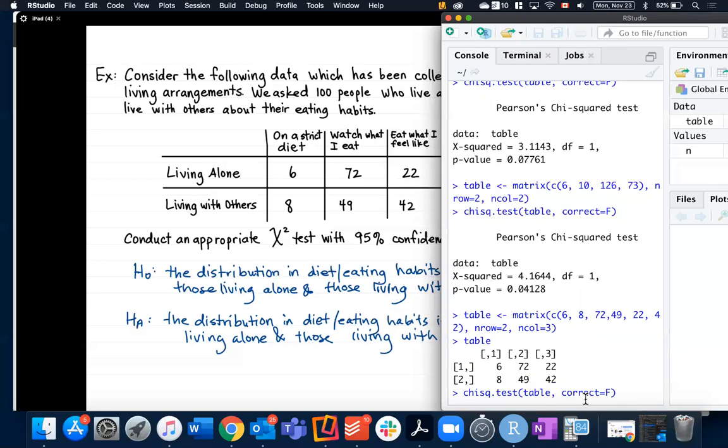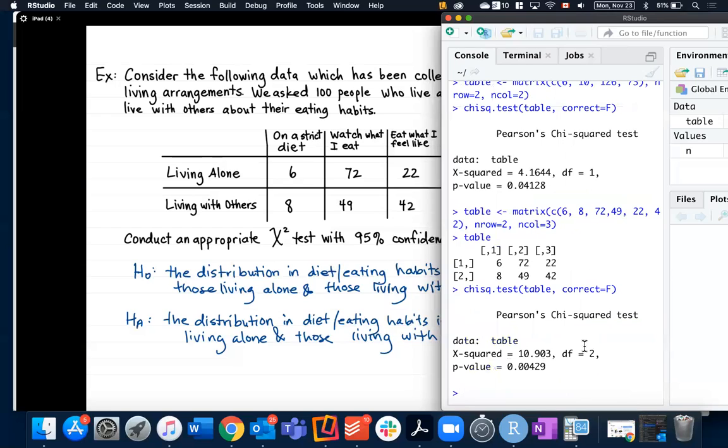And if we do that, it won't match with what the calculator does and what the textbook will want. So just use the option here, correct is equal to false. And if I run that, it's going to spit out a lot of different things here. But I've got my test statistic, which is 10.903. So maybe I'll just write this in here, right? So my chi-squared test statistic, oops.